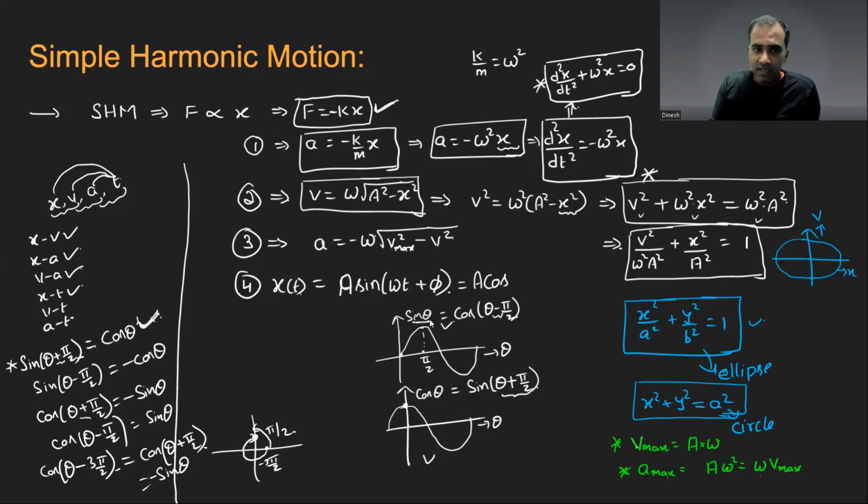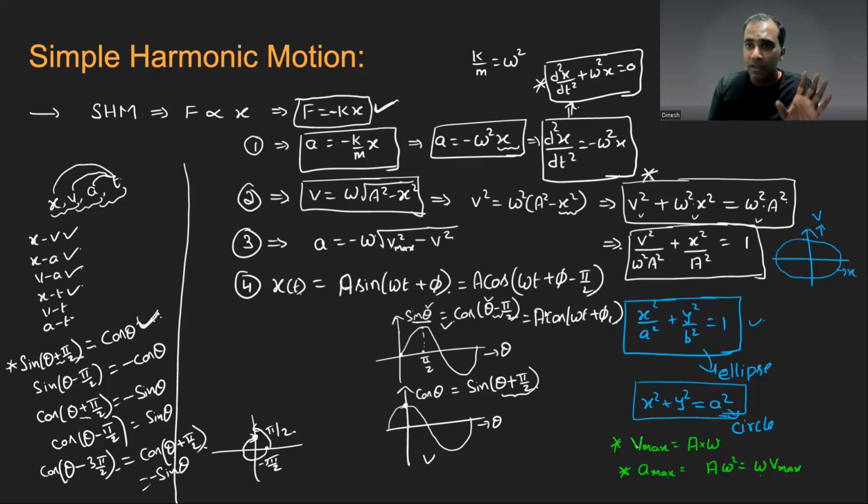How can we write sine theta in terms of cos? Whatever is inside, the same angle, just subtract pi by 2. Cos of omega t plus phi minus pi by 2, which we can write as a cos omega t plus some phi 1. Can we say that phi 1 is phi minus pi by 2? I'm just writing it as some phi 1.